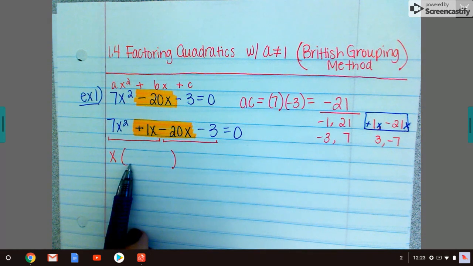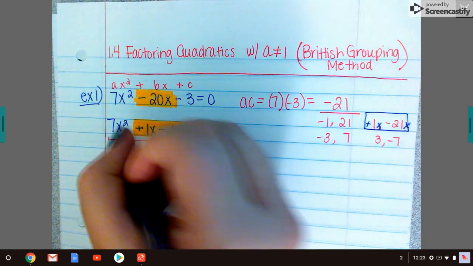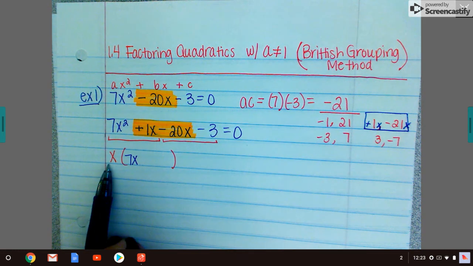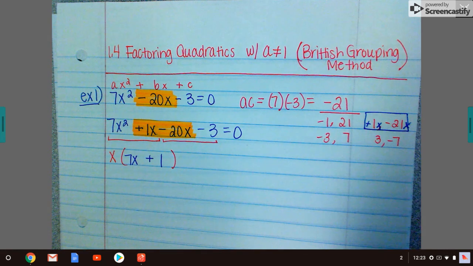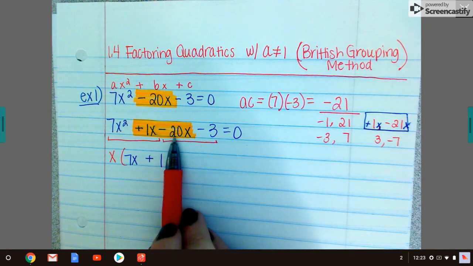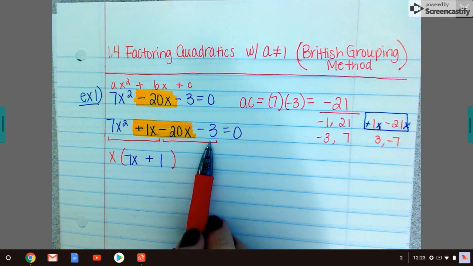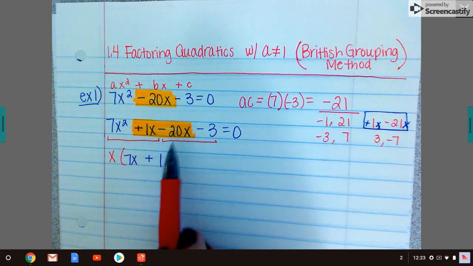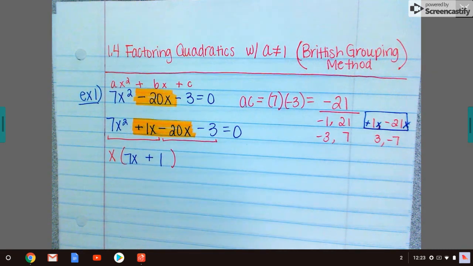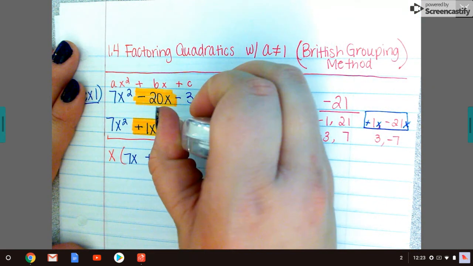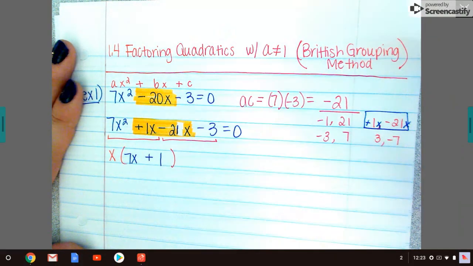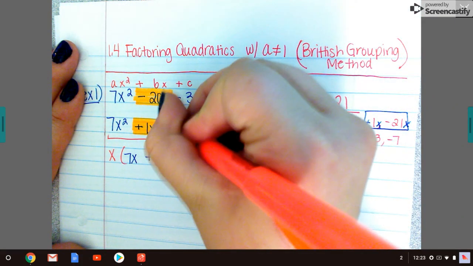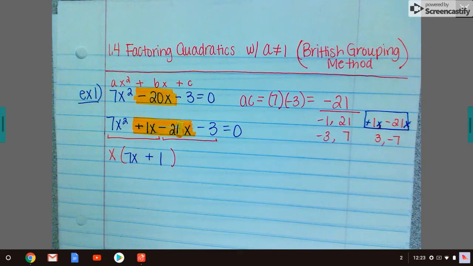So let's see, x times what is 7x squared? I'd need a 7x still. And x times what is 1x? Just a 1. On the second piece, negative 21 and negative 3. Oops, look, I should have put 21. That was a typo on my part. Let me fix that. There should be a 21. All right, there we go, all better.